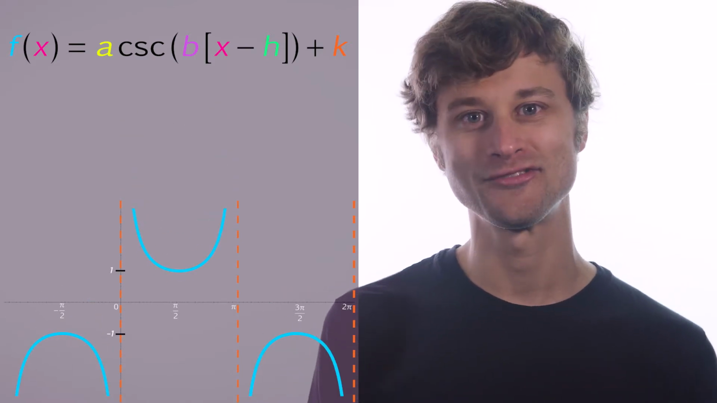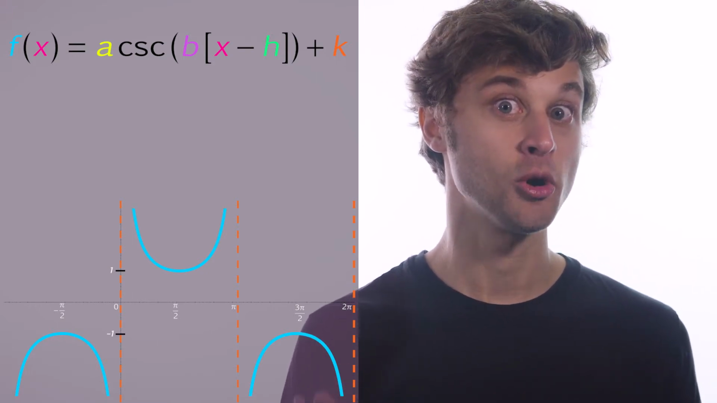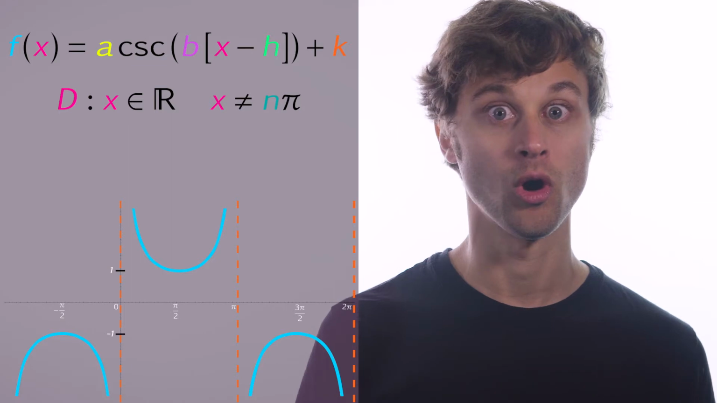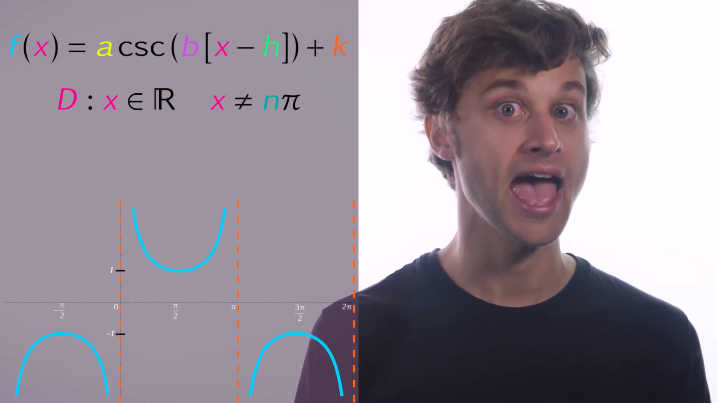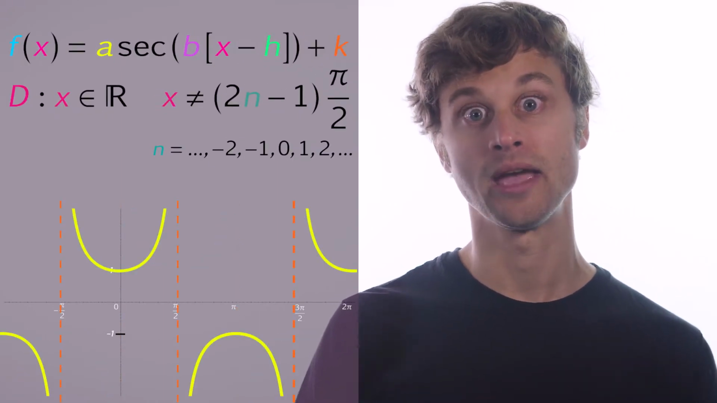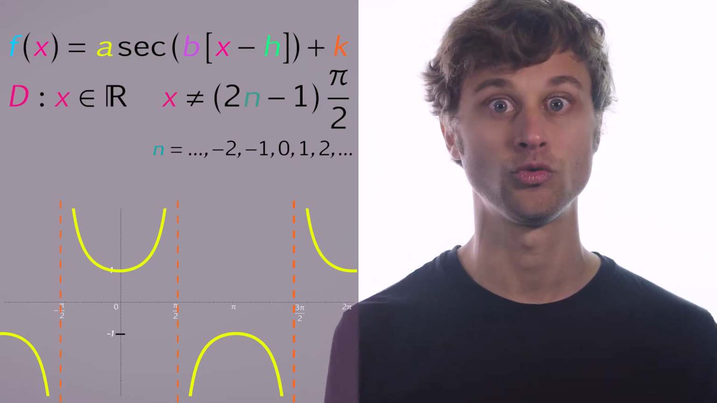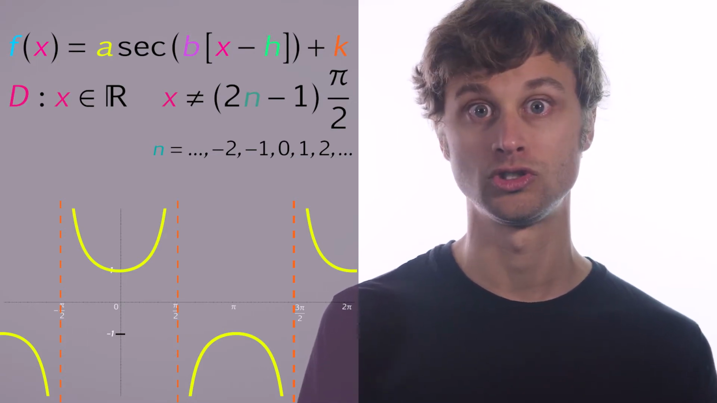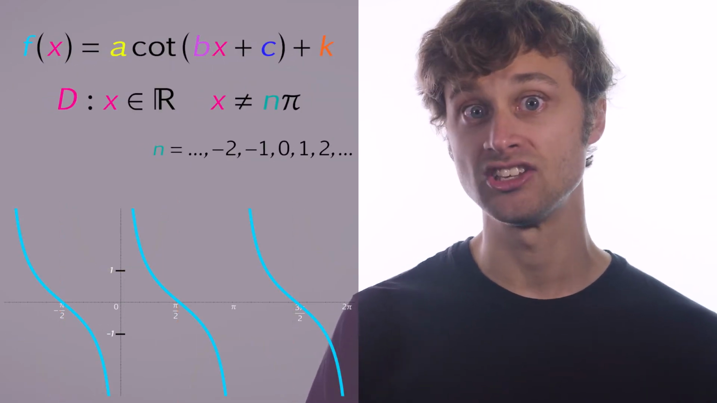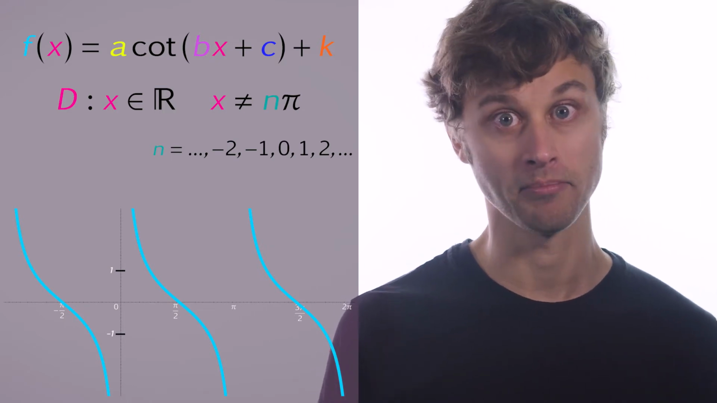The domains and ranges of these functions get a little wonky, but if we look at, for instance, cosecant, we can see that its domain is all real numbers except for x is equal to multiples of pi. So all real numbers except x is equal to n pi, where n is an integer. Similarly, for secant, we have a domain of all real numbers except for odd multiples of pi over 2. So the domain of secant is equal to all real numbers x not equal to 2n minus 1 times pi over 2, where again, n is an integer. The domain of tangent is all real numbers except for multiples of pi, so all real numbers except x is equal to n pi, n an integer.